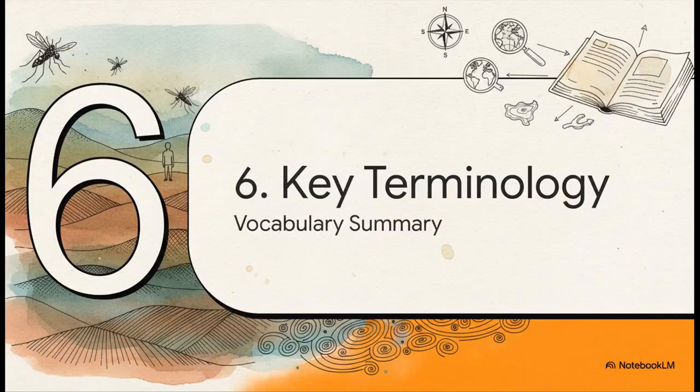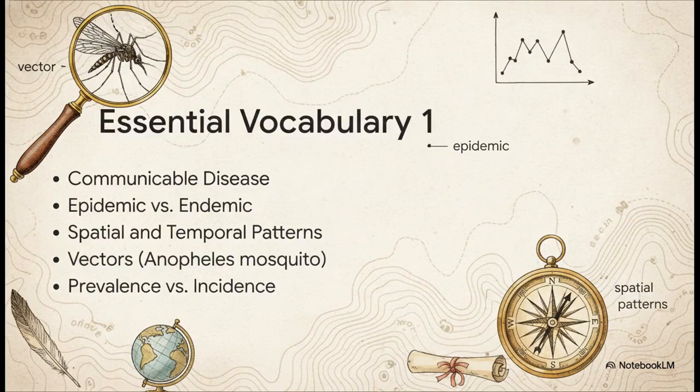All right, we've reached Section 6, Key Geography Terminology Summary. This is our final checklist of the essential vocabulary that examiners actively hunt for when awarding those top marks. So, the crucial point is that weaving these exact terms into your arguments is what demonstrates deep AO1 knowledge. Ensure you're super comfortable discussing malaria as a communicable disease. Know exactly when to describe an outbreak as an epidemic versus an endemic baseline.